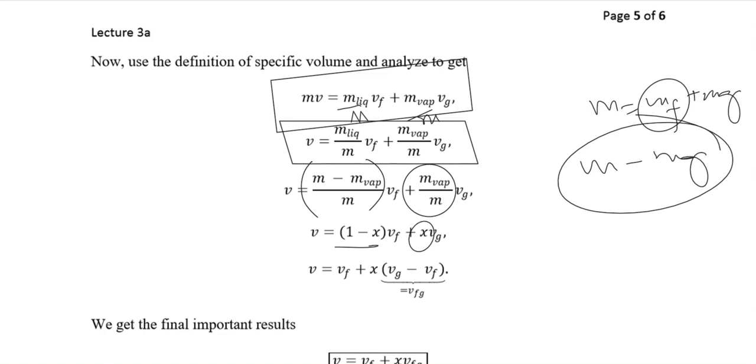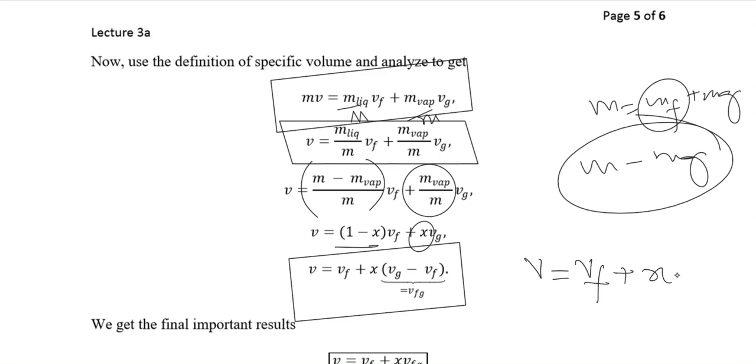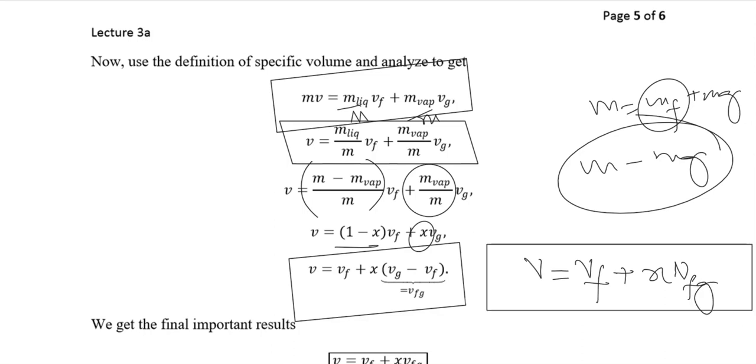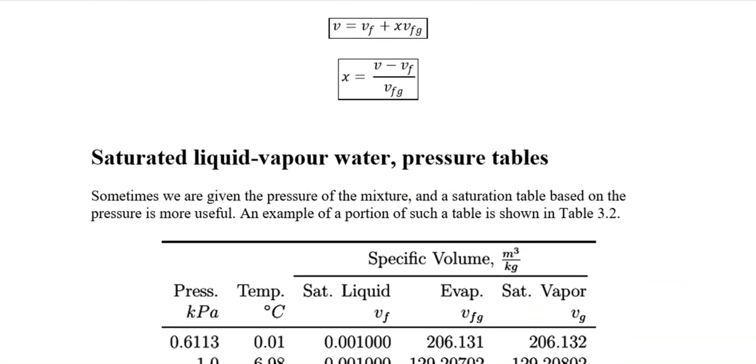So rewriting it, we would have v is equal to vf plus x times (vg minus vf), or in other terms v is equal to vf plus x vfg. This formula we will be using very much in our next lectures. And now we can define quality in terms of volume as well.